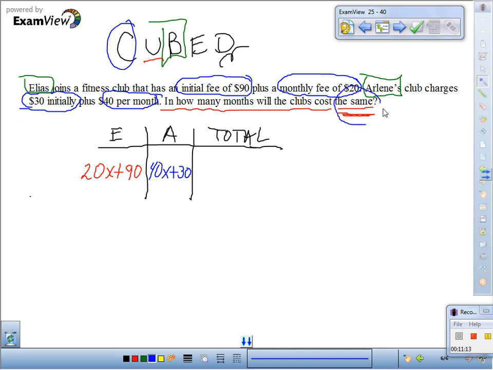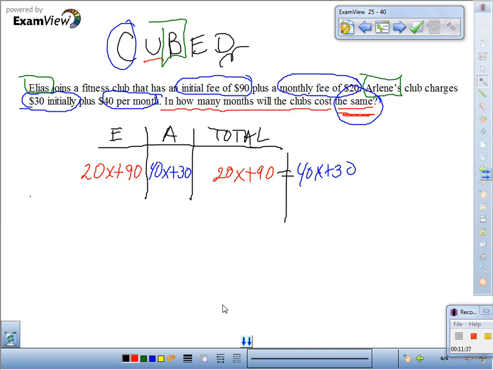Look up where it says when the clubs are what? The same. So therefore we write this club equal to this club. So on the total you're going to write 20x plus 90 equals 40x plus 30. All right, line down the equal sign.